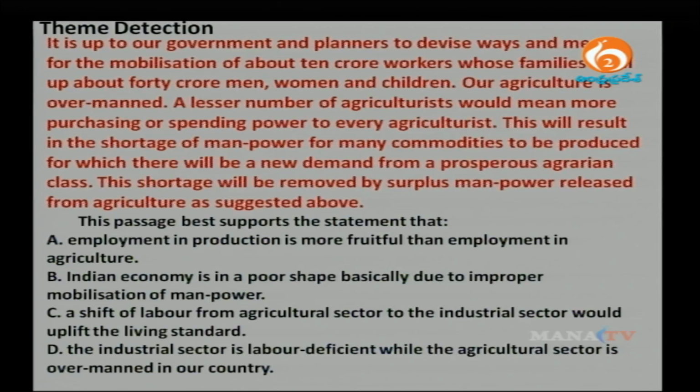It is up to our government and planners to devise ways and means for the mobilization of about 10 crore workers whose families total up about 40 crores men, women and children. The agriculture is overmanned. The lesser number of agriculturists would mean more purchasing or spending power to every agriculturist. This will result in the shortage of manpower for many commodities to be produced, for which there will be a new demand for the prosperous agrarian class. This shortage will be removed by surplus manpower released from agriculture as suggested above.